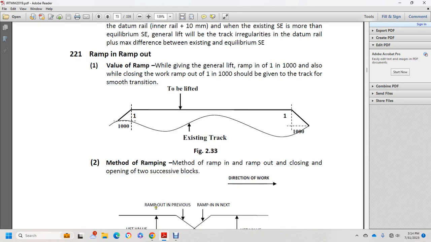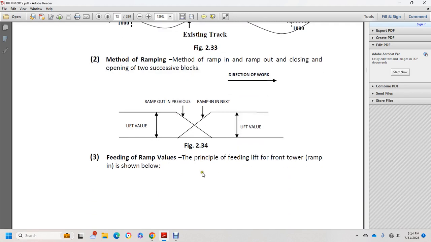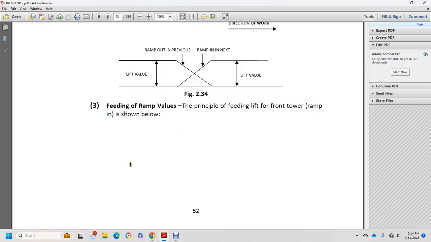Closing with the opening of two successive blocks, show the lift value of the ramp out, the previous ramp in, and the next lift value, in the direction of work. Feeding of the ramp value is by the principle; the feeding lift of the front tower of the ramp is shown below.